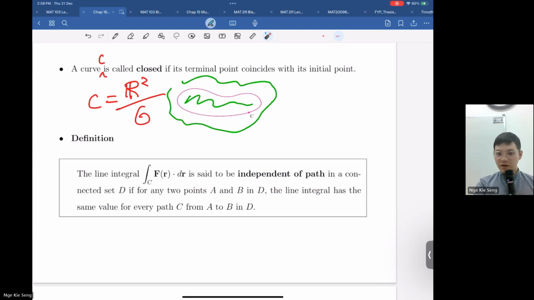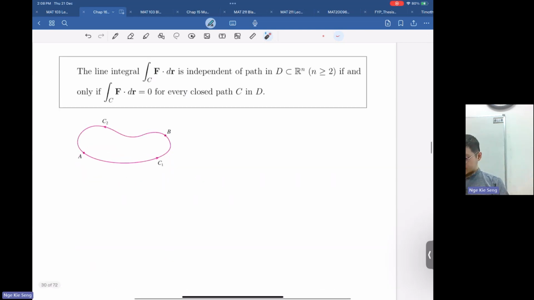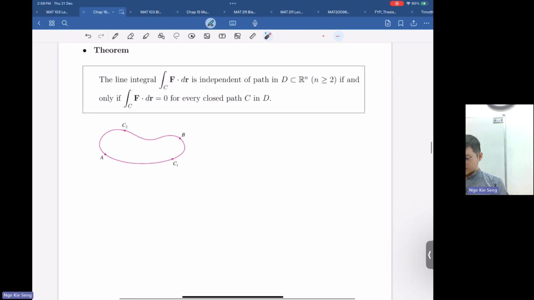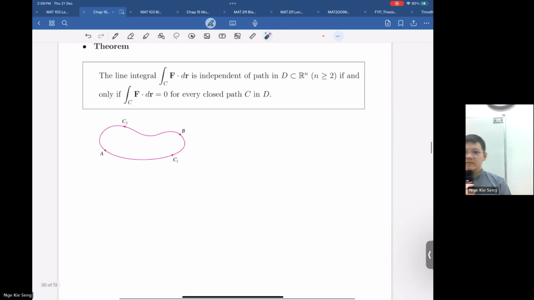Okay, next proof is quite important. Exam will have this. So we're trying to prove this. The line integral of F dot dr, this is the work done, is independent of path if and only if this work done is equal to 0 for every closed path. I want you to stare at this statement for a while. Roughly think about it. Why is it true?